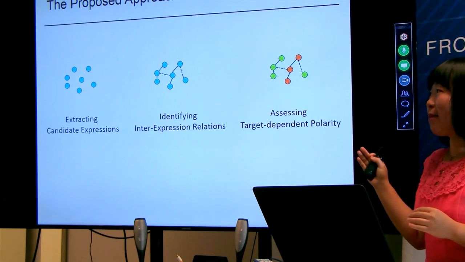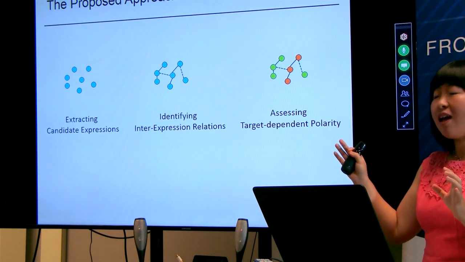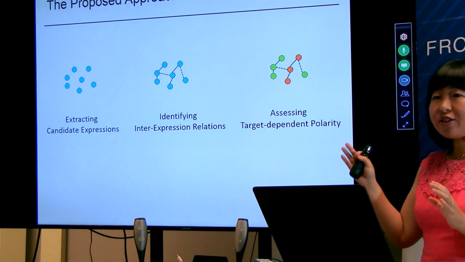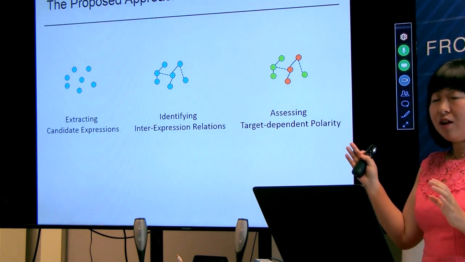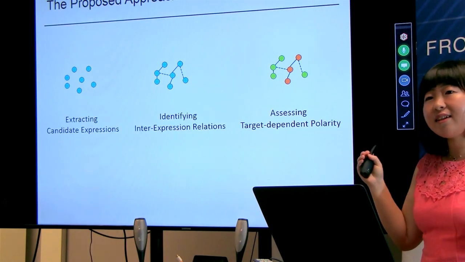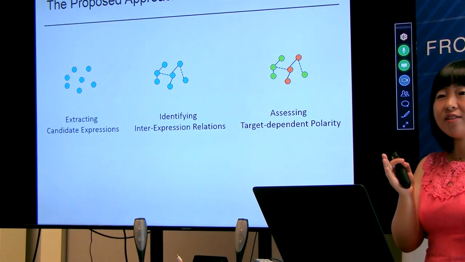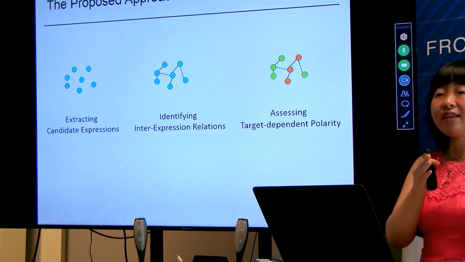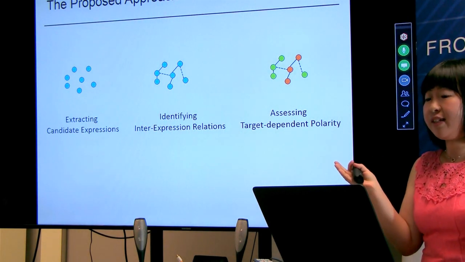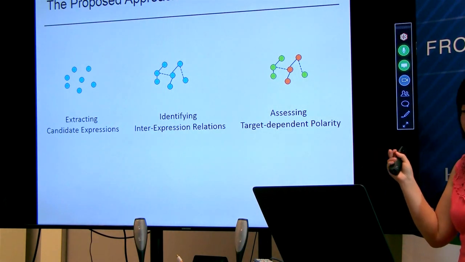So it takes three steps. In the first step, we extract some candidate expressions. And then we connect these candidate expressions using their inter-expression relations. The inter-expression relations are of two types: consistent or inconsistent. Consistent means these two candidate expressions express the same polarity, and inconsistent means they indicate opposite polarity. And then the last step is to assess the target-dependent polarity.